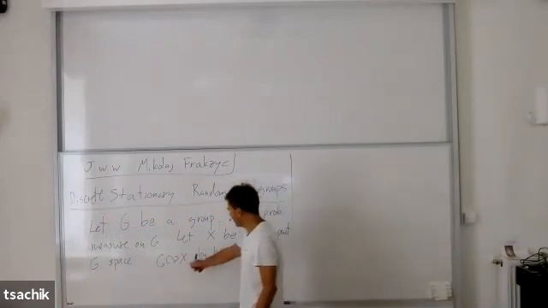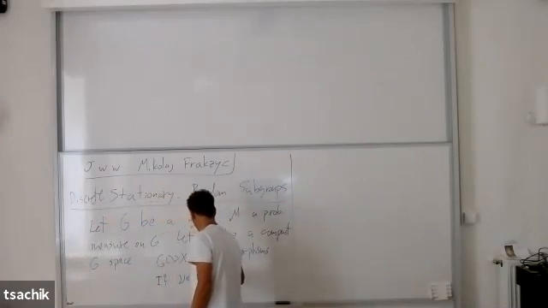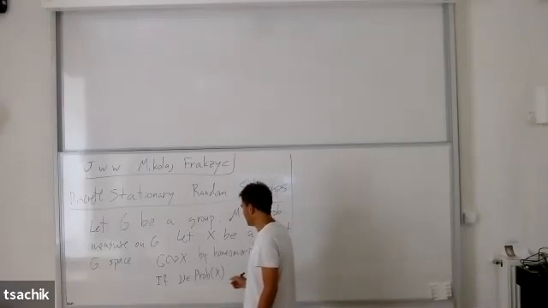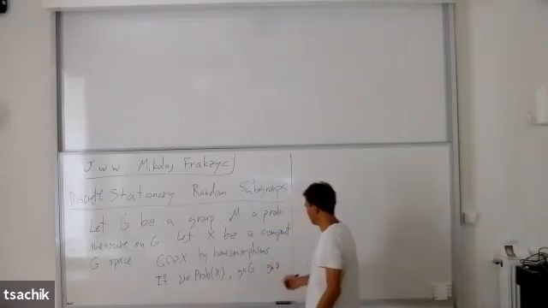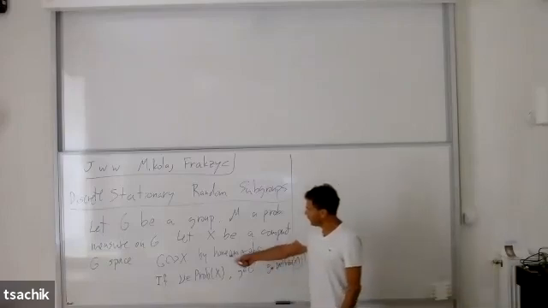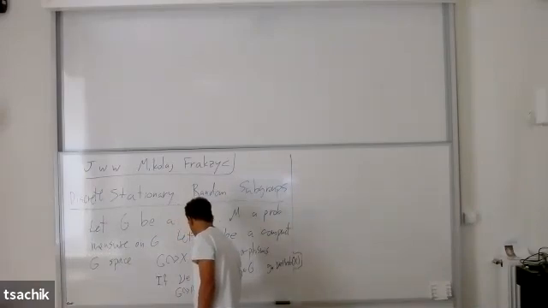Now, if nu is a probability measure on X, say a Borel regular probability measure on X, and g is an element of G, you can look at the pushforward of nu under the action of g, which is another probability measure on X. So the elements of G act on X, and therefore G also acts on the space of probability measures on X.